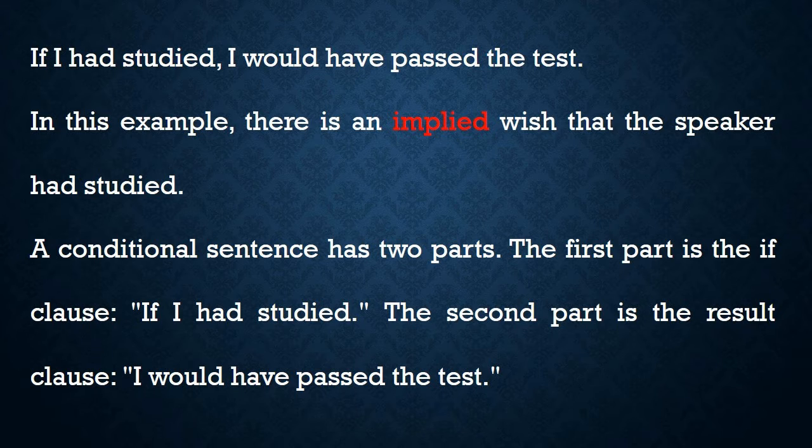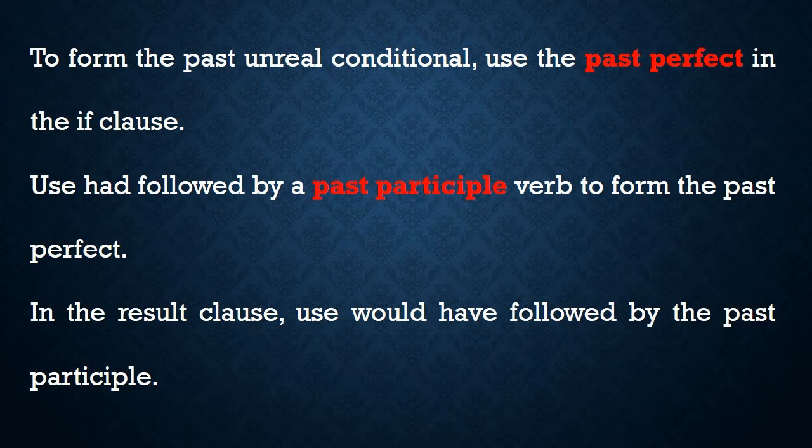A conditional sentence has two parts. The first part is the if clause, if I had studied. The second part is the result clause, I would have passed the test. To form the past unreal conditional, use the past perfect in the if clause. Use had, followed by a past participle verb to form the past perfect. In the result clause, use would have, followed by the past participle.